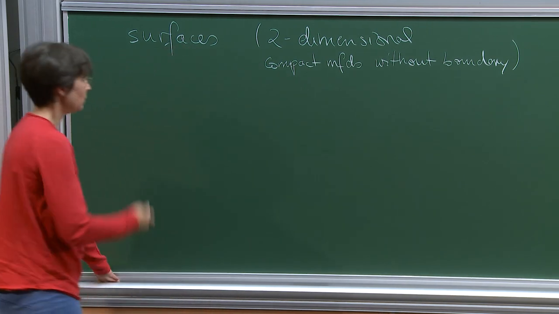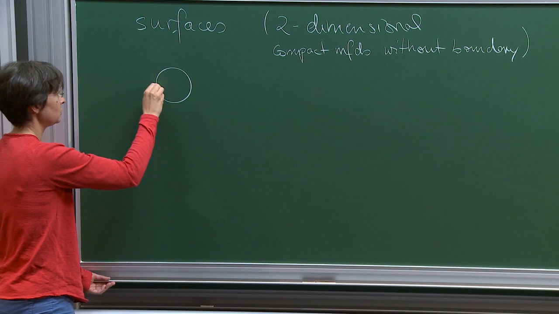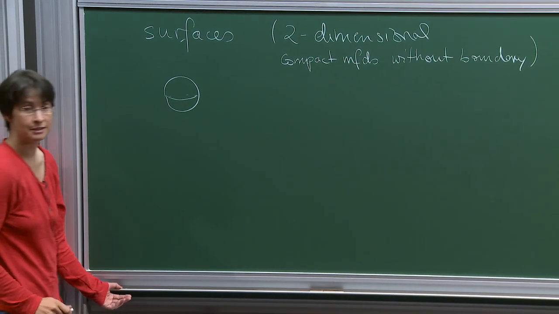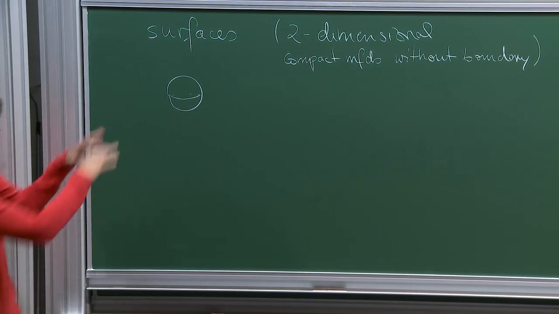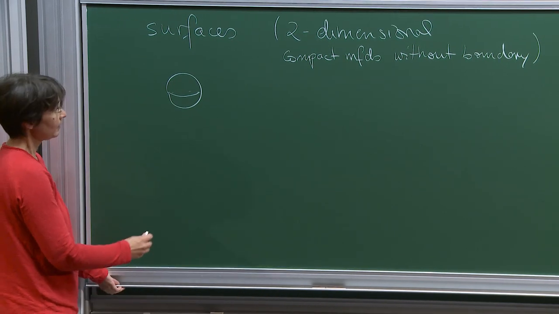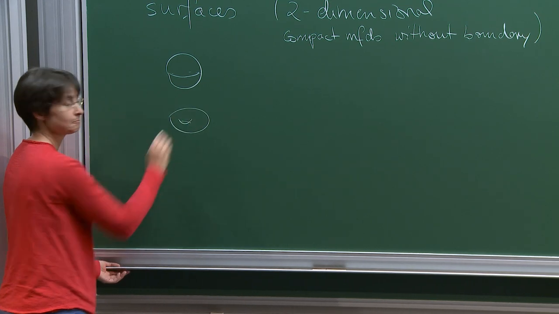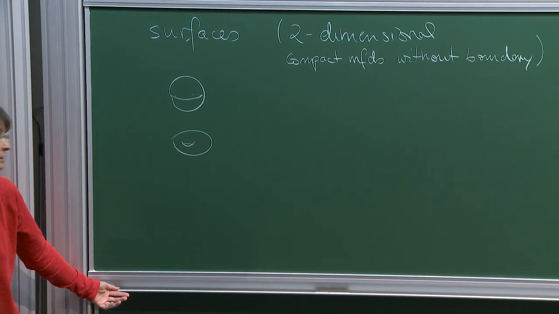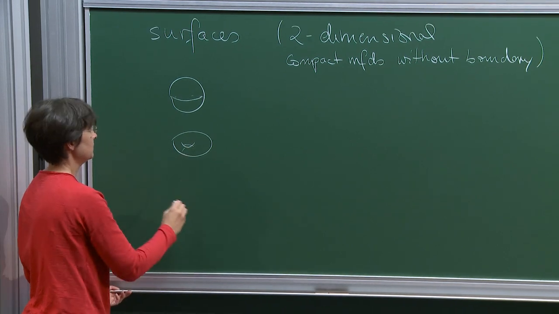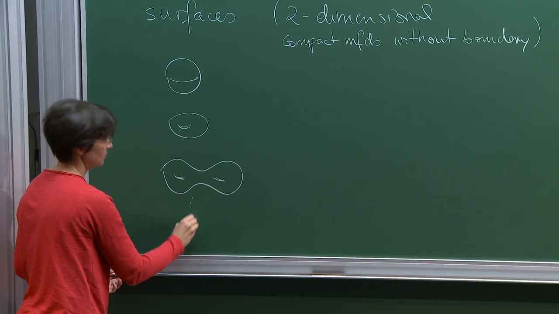And so topologically they are classified, and basically you can draw pictures of any such surface. The simplest surface is a sphere, the boundary of a ball. And then the next surface is a torus, which looks like a donut. And the next surface is a double torus, and then so on.